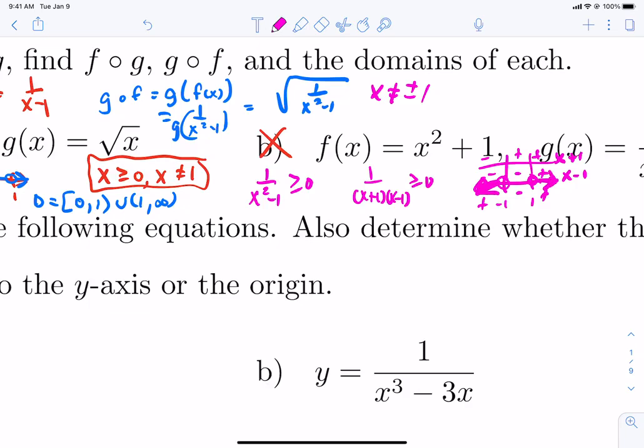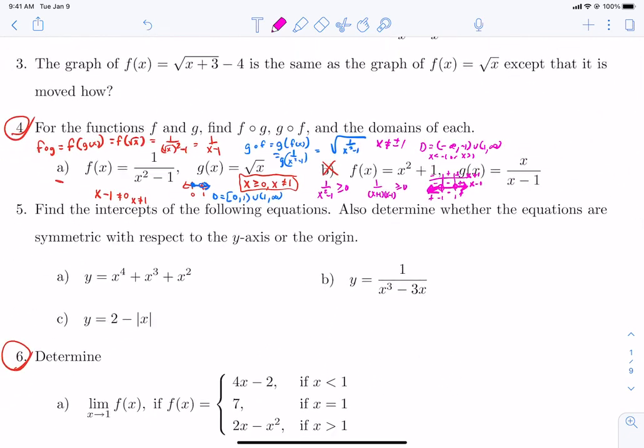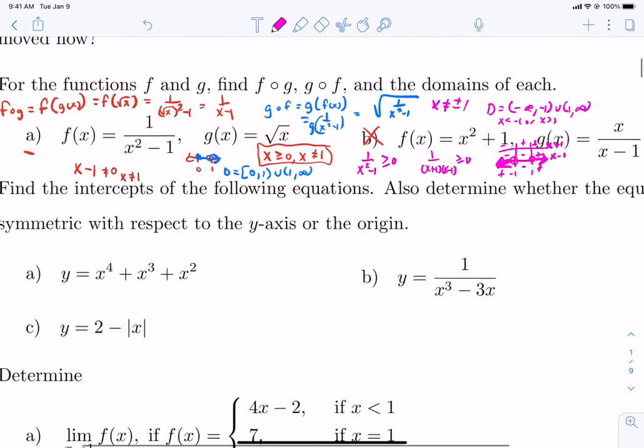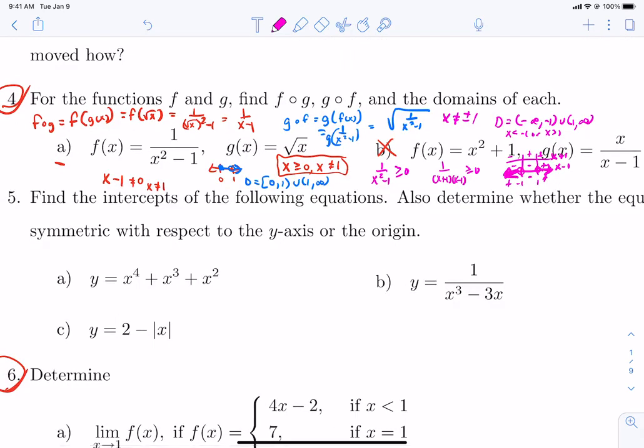So our domain, we already took care of this, and now we needed the positive stuff. And so our domain is anything from negative infinity to negative 1, or from 1 to infinity. You can also say when x is less than negative 1, or when x is greater than 1. So that is your problem number 4. Okay, and just again skip 4b.